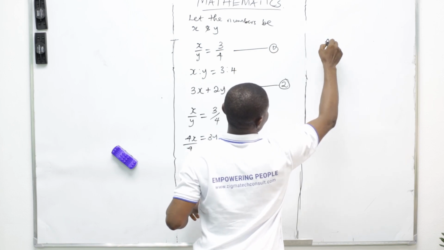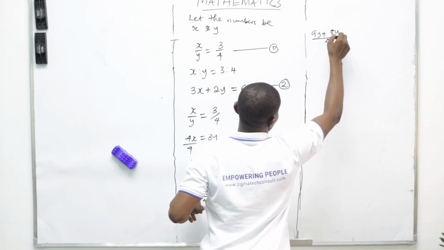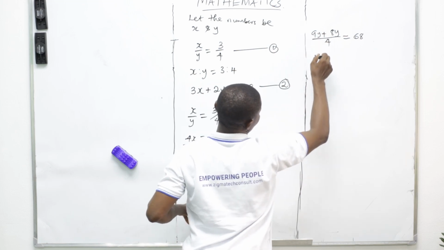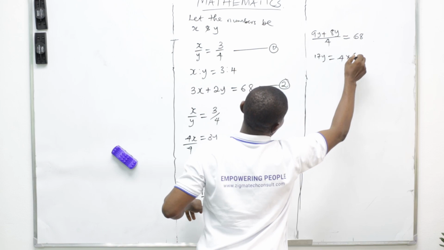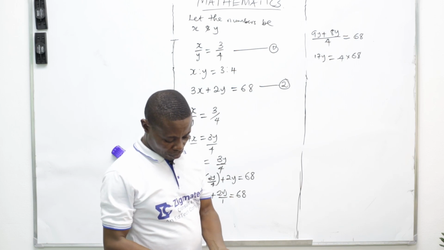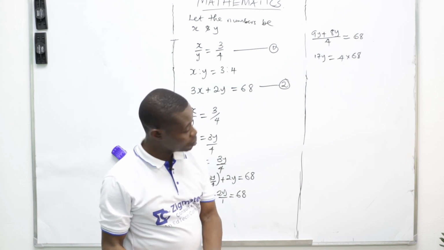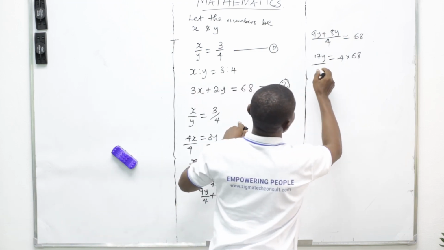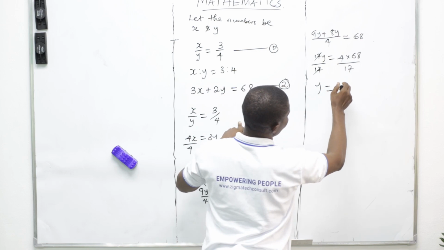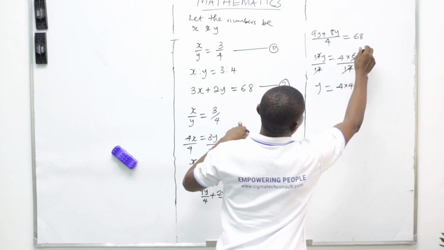If you take the LCM, which is 4, 9y plus 8y equals 68 times 4. So this plus this is 17y equals 4 times 68. Divide through by 17. Here, y equals what? 4 times 4. That is 68 divided by 17 will leave us with 4.